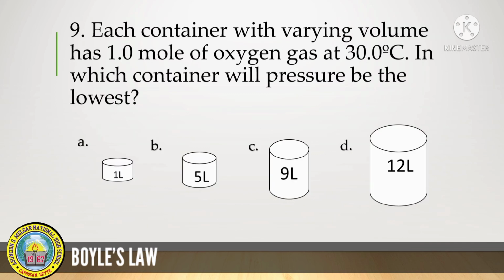Question number 9. Each container with varying volume has 1.0 mole of oxygen gas at 30 degrees Celsius. In which container will pressure be the lowest? Is it letter A. 1 liter, B. 5 liters, C. 9 liters, or letter D. 12 liters?